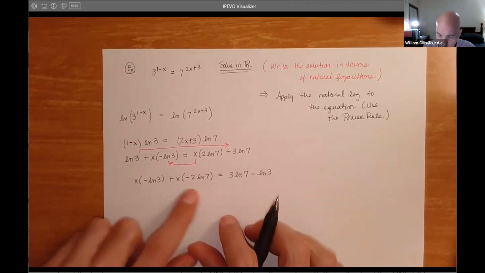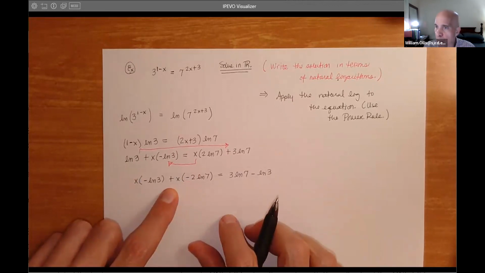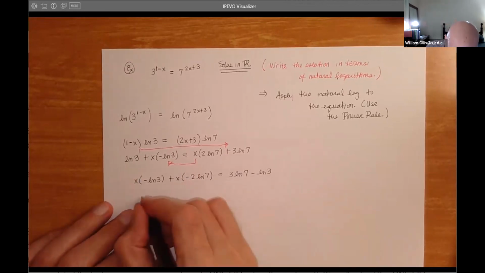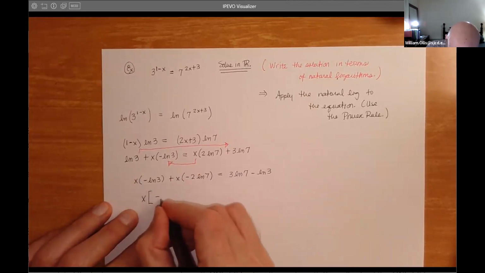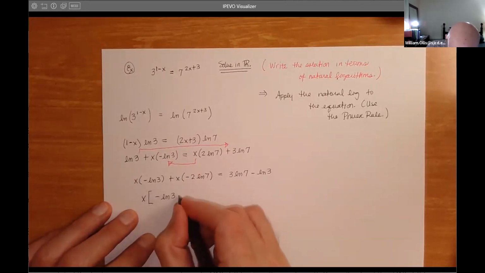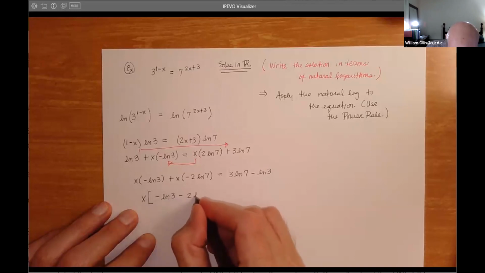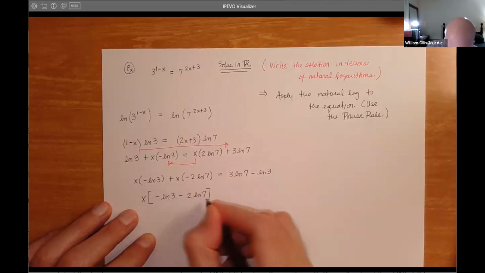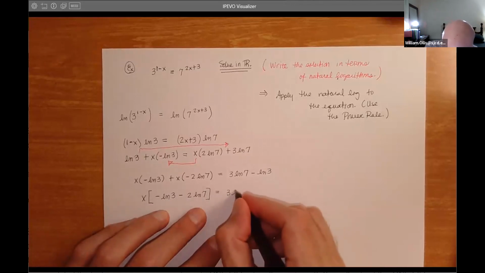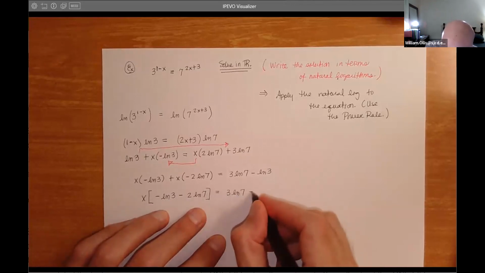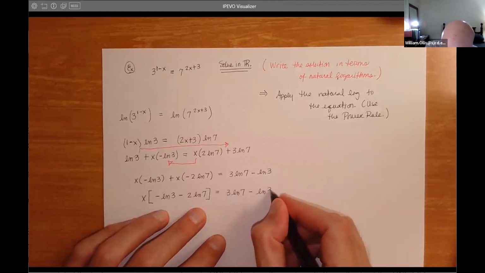And of course, if we have a bunch of negatives hanging out, we can always get rid of them. So now we can factor the x. This will give us a negative log 3 minus 2 log 7. And this equals 3 natural log 7 minus natural log of 3.